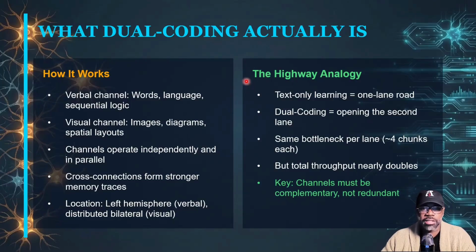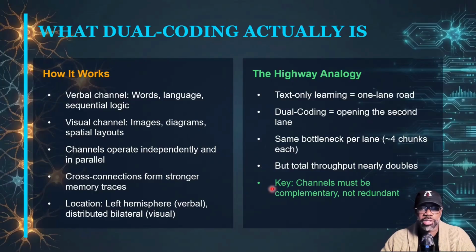Now, the highway analogy here, just think about it. Text-only learning is just a simple one-lane road, whereas with dual coding, you're going to have a second lane, all right, a second toll lane that opens up for you to be able to allow traffic to flow through more easily. The same bottleneck per lane. So again, we still cannot bypass that 4-chunk limit that we have. We've just essentially doubled the capacity for the 4 chunks on each of those lanes that we have within our biological limits. But the total throughput doubles.